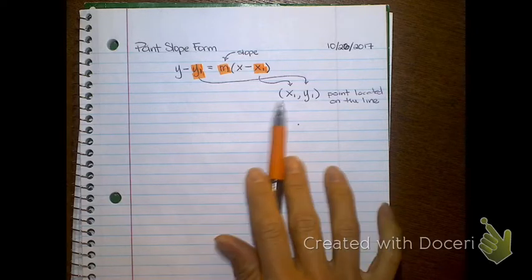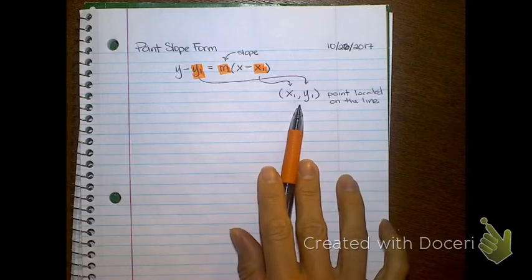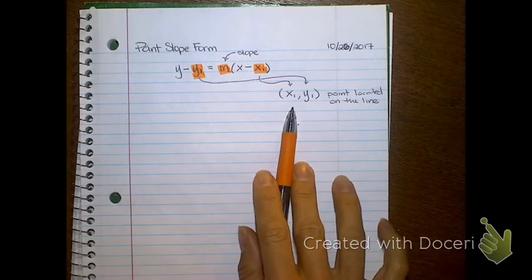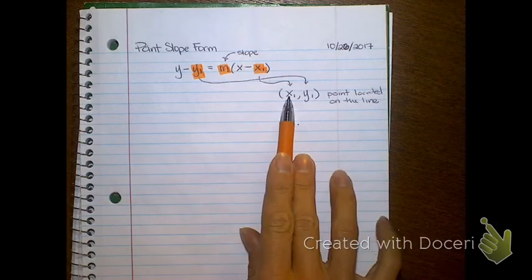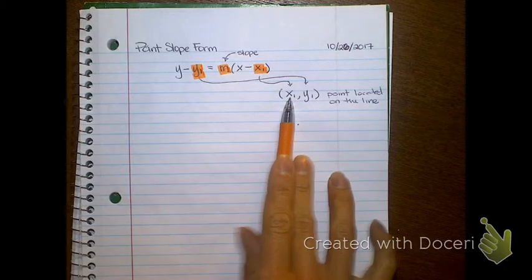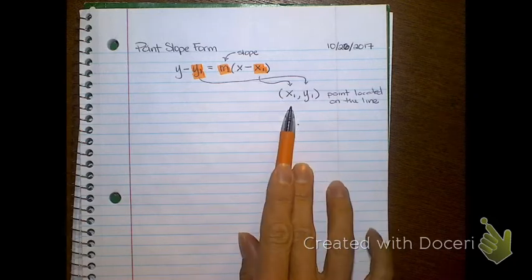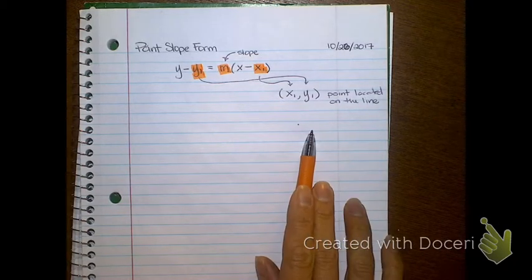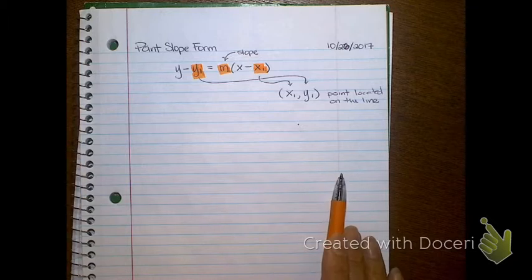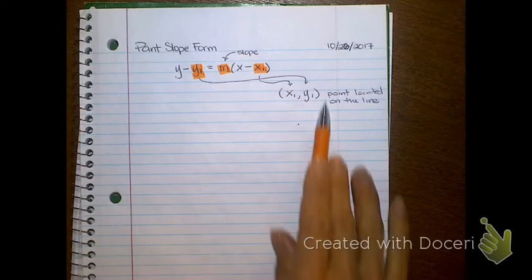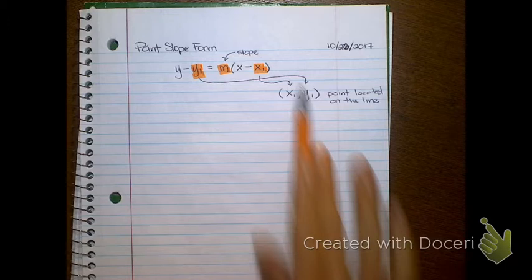Now this point may or may not be the y-intercept. When you look at an equation in slope-intercept form, you know the value of b is always the y-intercept, right? This point is only going to be the y-intercept if the x value is 0. If the x value is any number other than 0, it's not the y-intercept. It's just a random point that's on the line. So that's the difference between this format and slope-intercept form. When it's in slope-intercept form, we can see right away what the y-intercept is. In this form, we can just see a random point on the line.